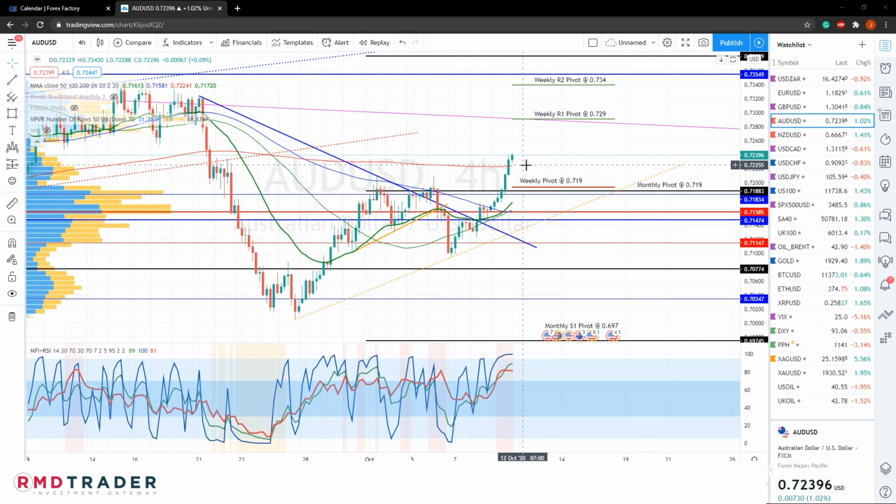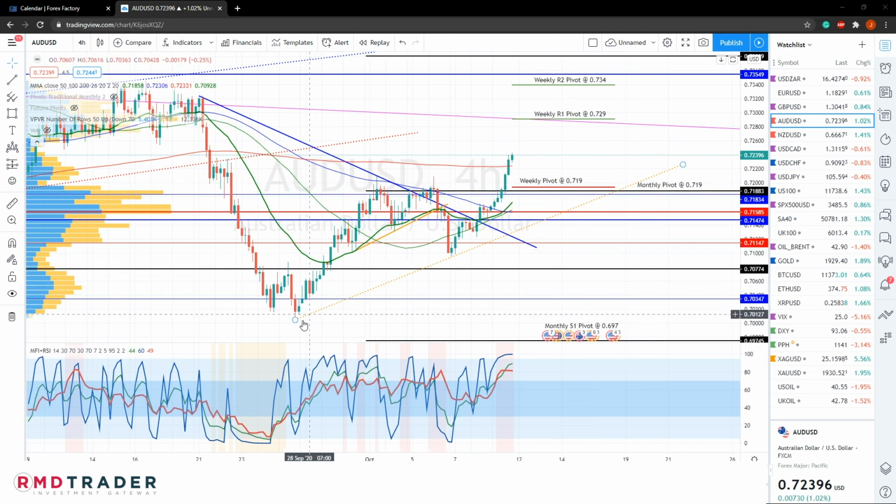Our initial targets would be the area of our weekly R1 pivot at 0.729. This is also an area of overhead diagonal resistance. I also expect price to probably, at some stage during this week, retest this area of 0.719, as this is now an area of support, and of course also the important levels of being the weekly and monthly pivot.